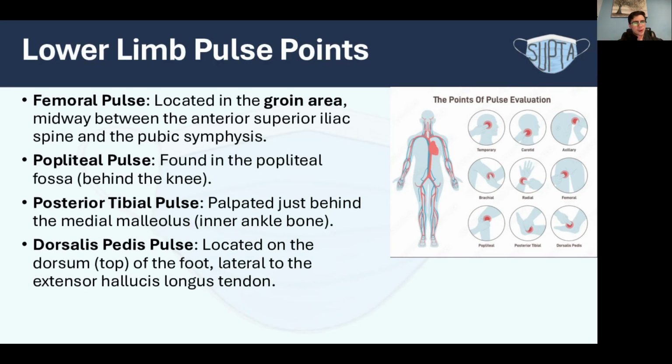But one thing to mention about the popliteal pulse is that it's quite deep as well, and you need to press firmly behind the knee to feel for it. So obviously warn the patient about this.